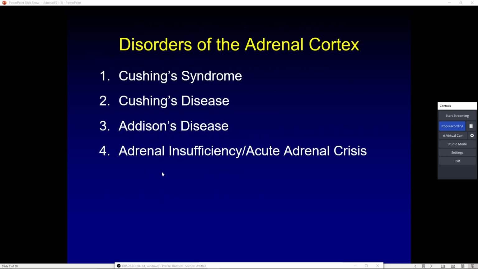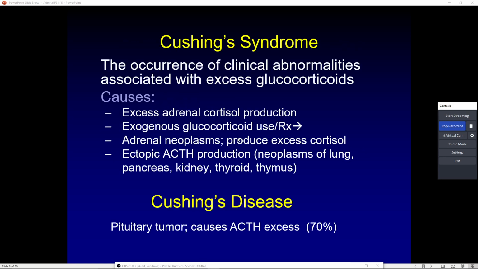So, fun facts. We're going to talk about different adrenal cortex issues: Cushing syndrome, Cushing's disease, Addison's disease, and adrenal insufficiency or acute crisis. Let's start with Cushing syndrome.